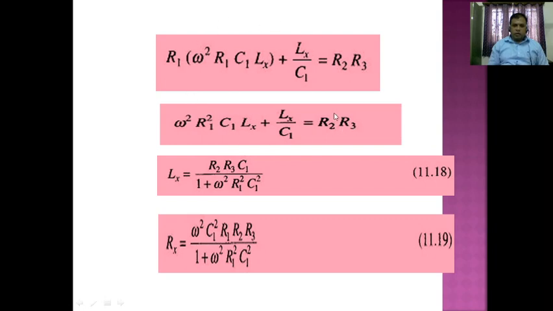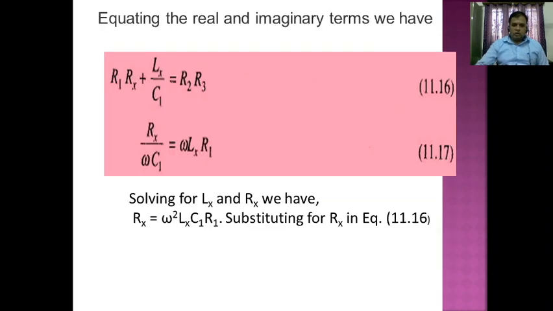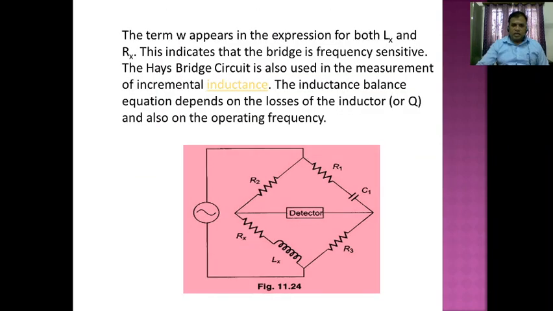Rearranging, we get the final equation as Lx is equal to R2 R3 C1 by 1 plus omega square R1 square C1 square, and Rx is equal to omega square C1 square R1 R2 R3 by 1 plus omega square R1 square C1 square. So these are the values of the unknown inductance and resistance. We are getting these equations here.